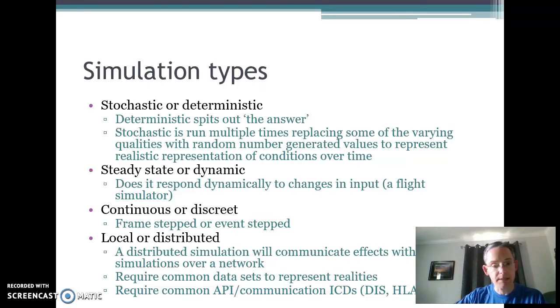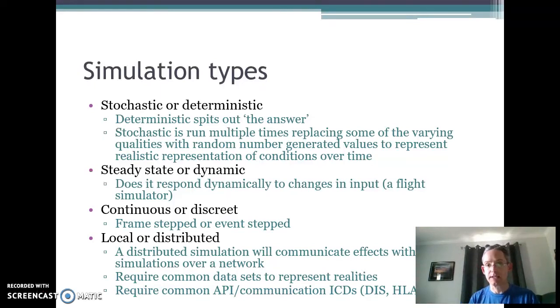Continuous or discrete basically means are we representing the world over time, like we do in frame step simulations, or are we basically going from one event to the next? There are some different capabilities. One of them is much faster, and you can get a lot more answers out, but one of them sort of helps to understand the changing dynamic nature a little bit better. Frame step tends to be your sort of operator in the loop kinds of simulations. It can be local or distributed. You can have a lot of stuff hooked up over distributed networks, executing a large simulation.